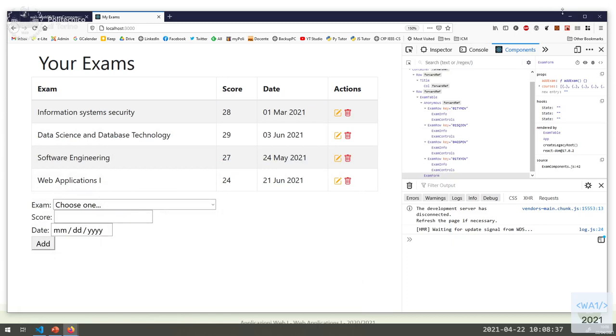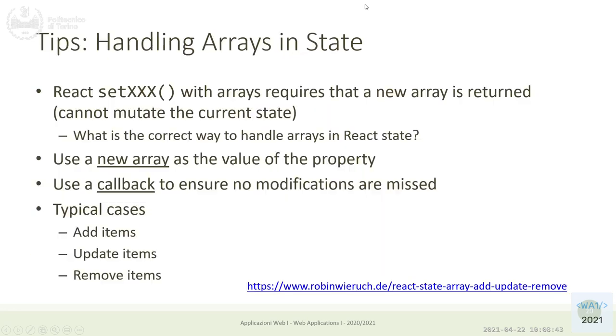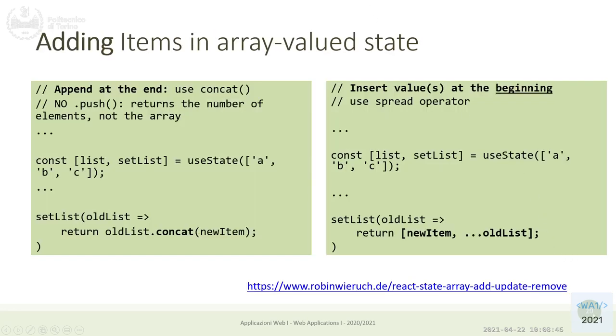I only wanted to show you, but I'm not commenting on them, some slides here at the end, from slide 20 forward, that will give us some hints to manage arrays in the state. So we already know that we must update the state with a callback that needs to return a new array. Here are just some examples, like cut and paste code, for adding a new item to an array. If you want to do that, you can use the concat method and not the push method, because push modifies the array and doesn't return anything.